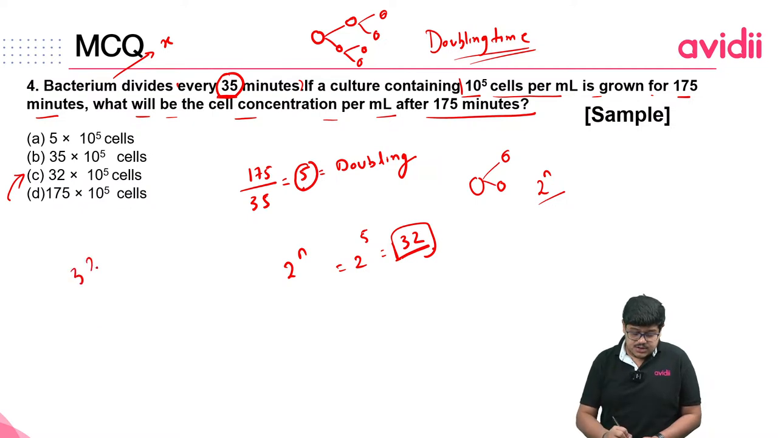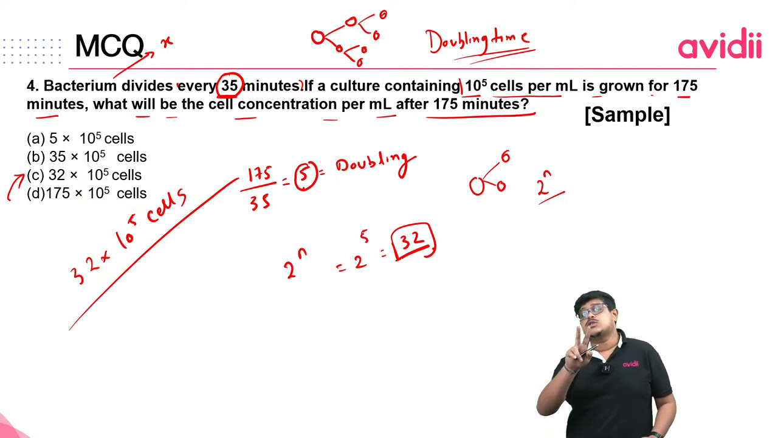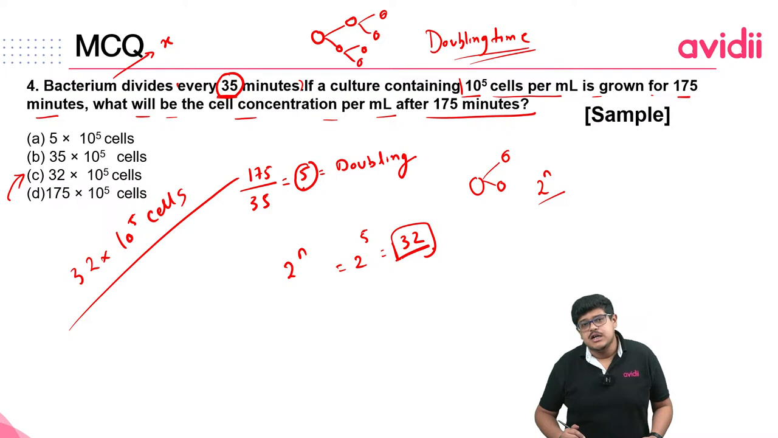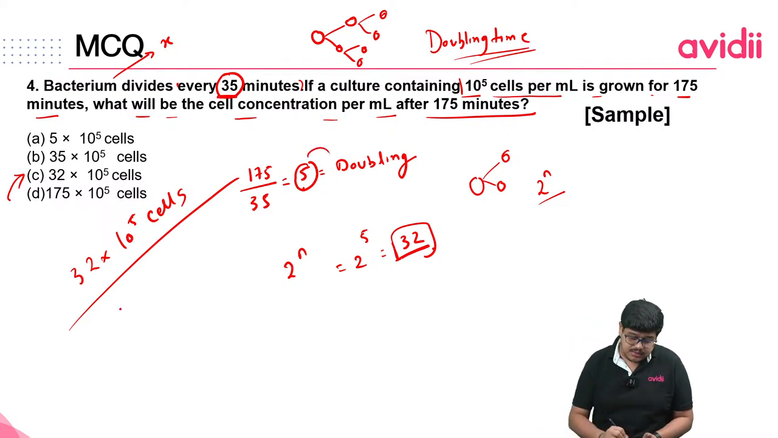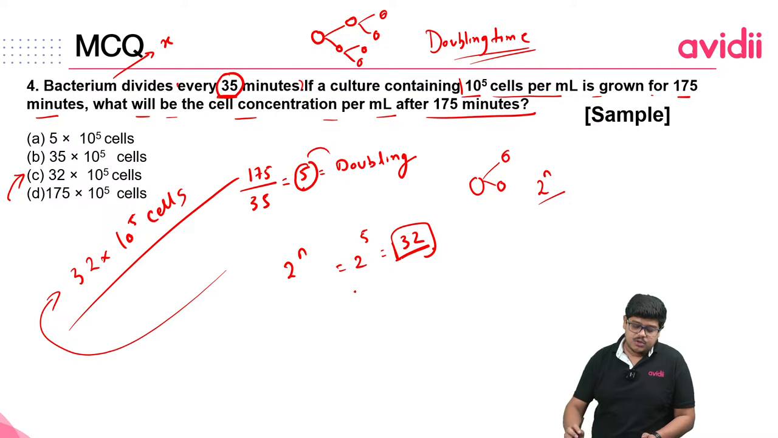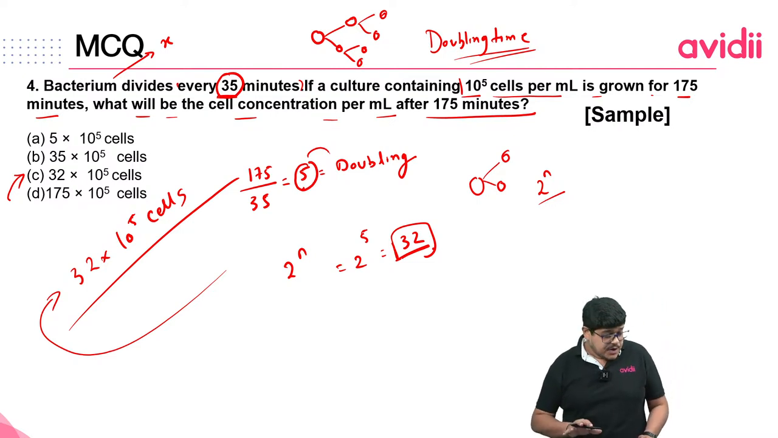So it is 32 into 10 to the power 5 cells. Okay, when this type of question comes, it will test two specific pieces of knowledge. One is how the bacteria grow, that knowledge should be clear, and also what is doubling time and what is the generation that is getting formed. So within 5 doubling times, the population increased to 32 into 10 to the power 5 cells, that means the colony increased. This is how you need to solve this type of question.